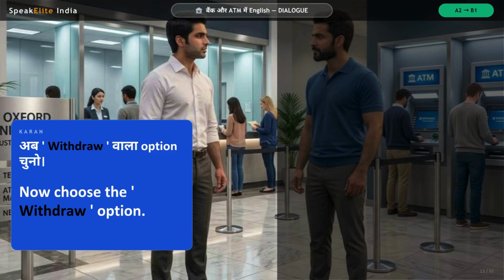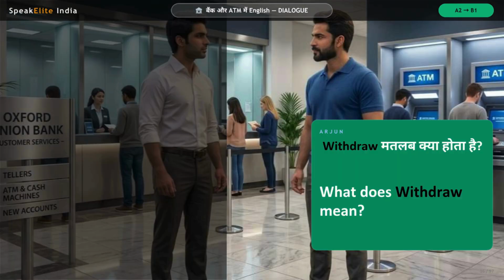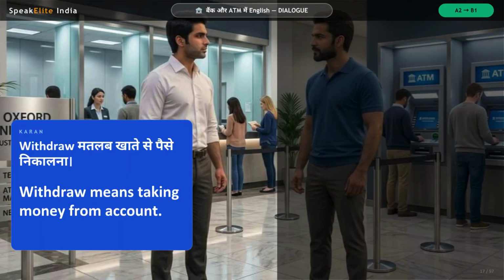Now choose the withdraw option. What does withdraw mean? Withdraw means taking money from account.